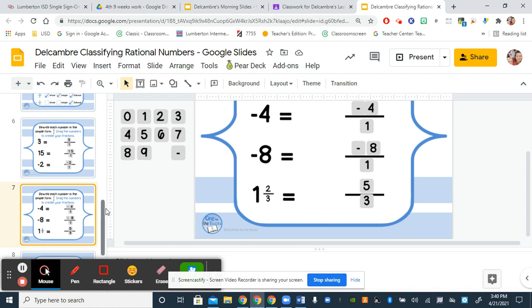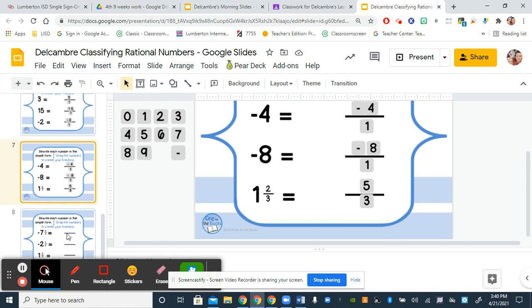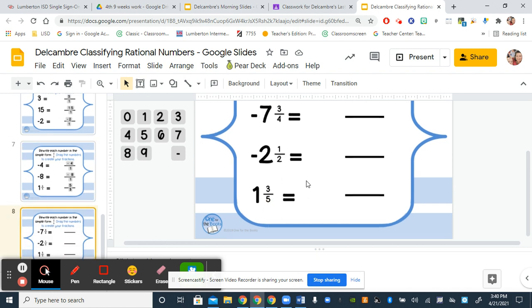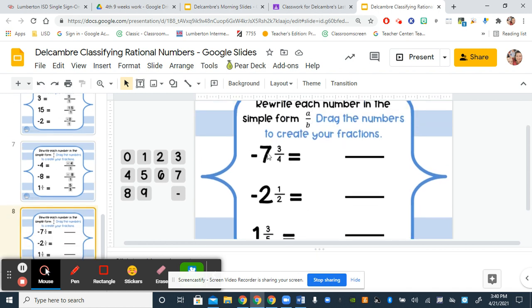Okay, I'm going to go to the last slide here, and we're going to just do this real quick. So I have -7 3/4. Well, 4 times 7 is 28, 29, 30, 31. So this would be a -31. So I'm going to grab the negative sign, -31.